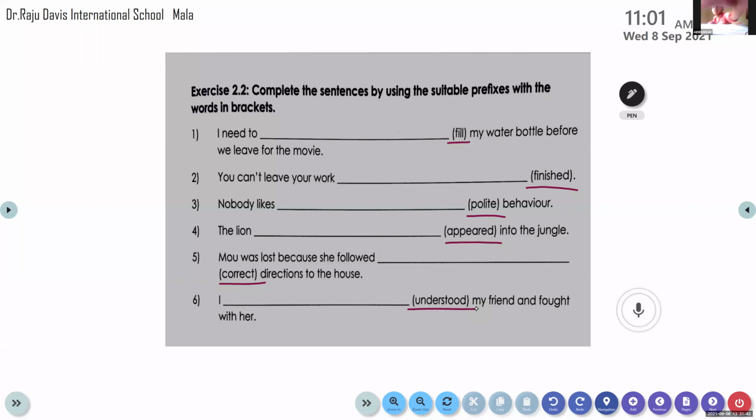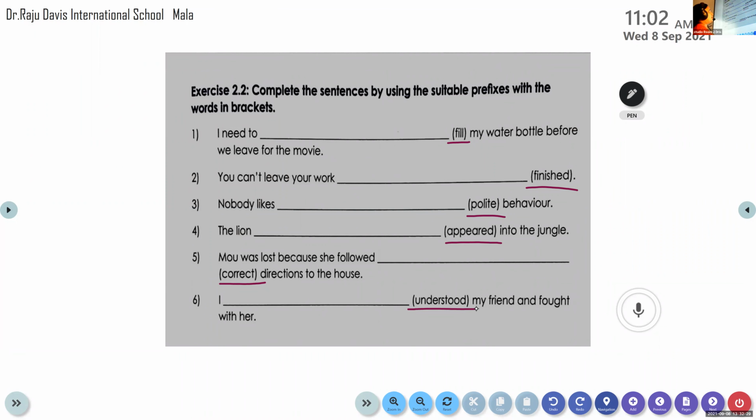I need to refill my water bottle. Read louder. Ma'am, my audio is clear. No, you need to read a little louder. Try. Before we leave for the movie. Okay, so the word in the bracket is fill.